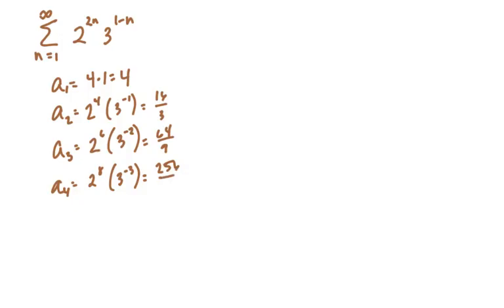That's 256 over 27. Can you see a pattern here? We would continue, but we know that a is 4, and if you pay attention, the common ratio is 4 over 3. So that's one way to do it. The other way to do it is to say, okay, let's do some algebra here.